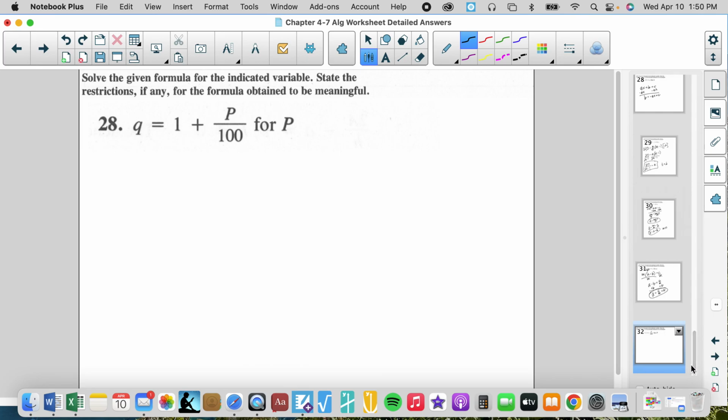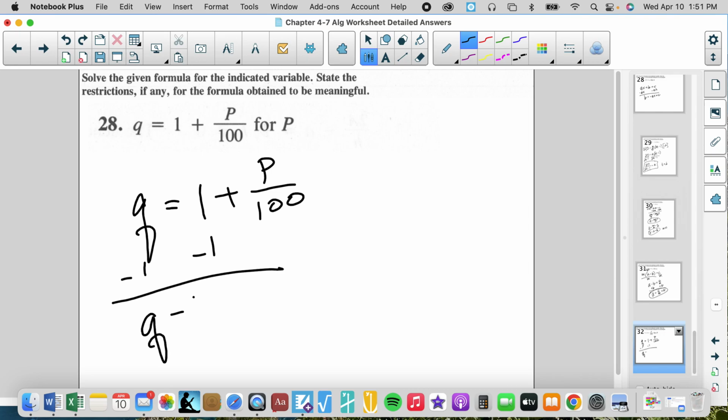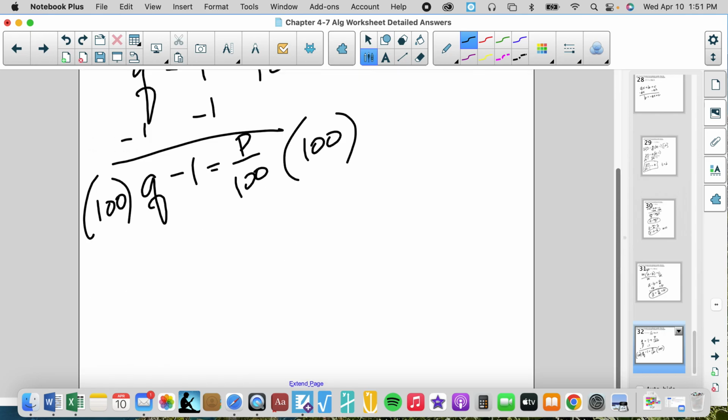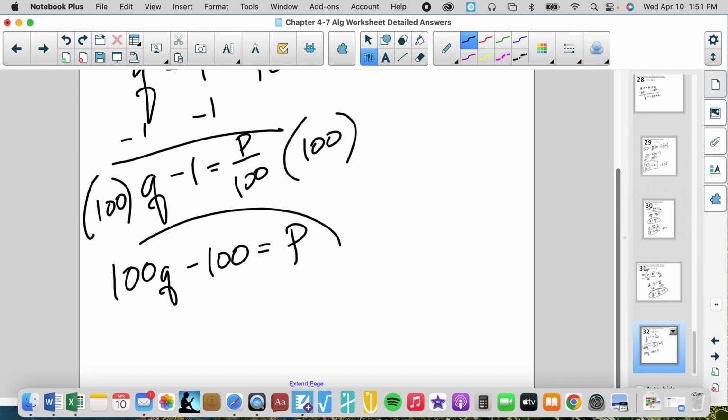So I think this is the last one. Last problem, solve for p. This is pretty easy. It's so funny how they do this. They give you a hard one, and then they give you quite the layup for the last problem. You have to multiply by 100, and what you have to remember is to distribute to everything on the left side. So you get 100q minus 100 equals p. So don't forget to distribute that to both. No restrictions.